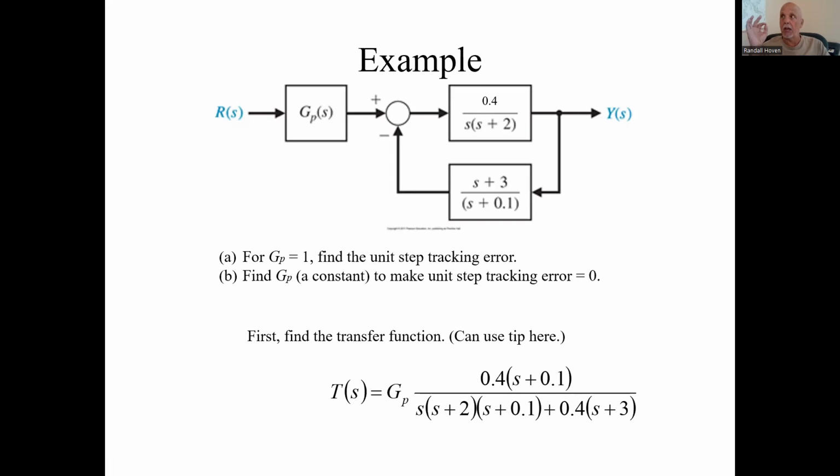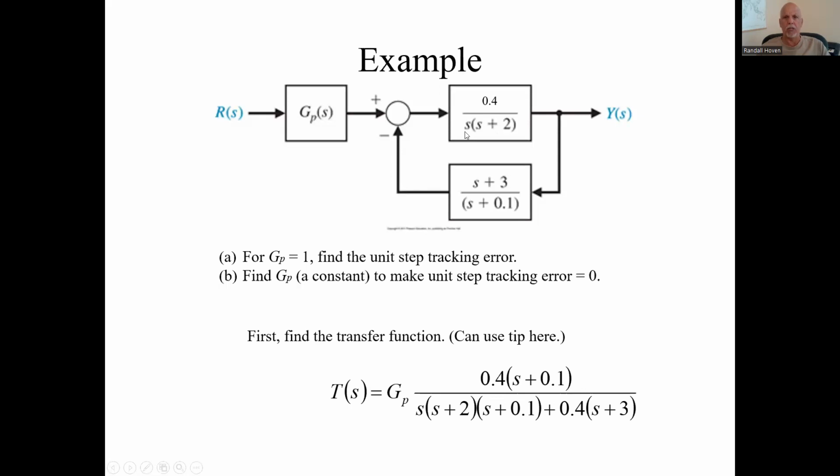So here's an example. For this little system, where this G sub P equals 1, find the unit step tracking error. That's part A. Part B, find this GP constant that'll make that unit step tracking error 0. So let's use our little trick here. Find the closed loop transfer function, this part.